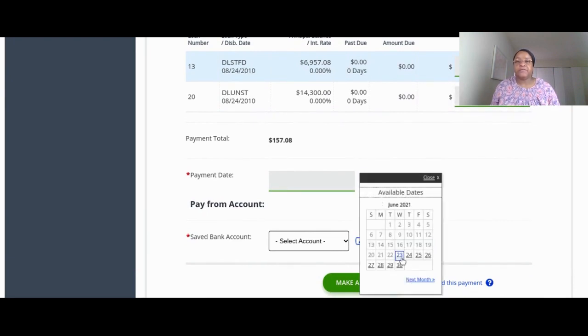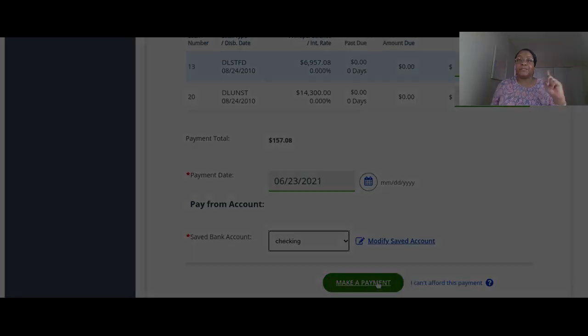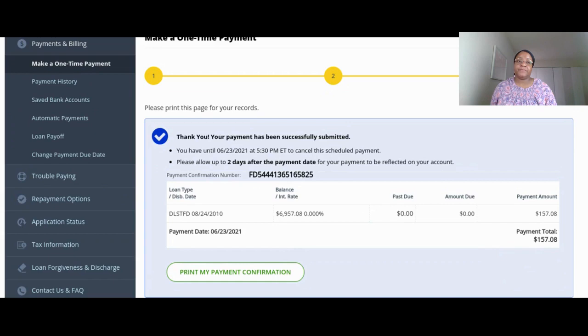So I'm going to put this in for today's date, which is June 23rd, and select my checking account. I'm going to advance you guys to the confirmation page so that way I don't reveal anything related to my checking account. So we're on the payment confirmation. That has gone through, so that's going to take off another $157, and that is going to help with everything with the bonus.